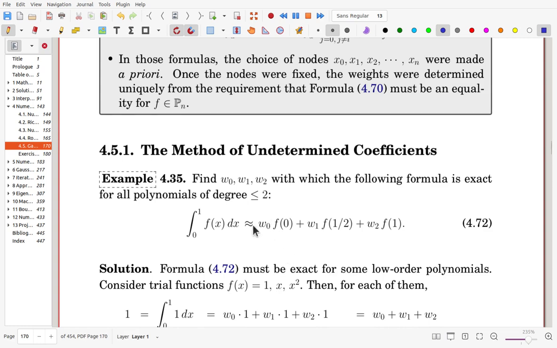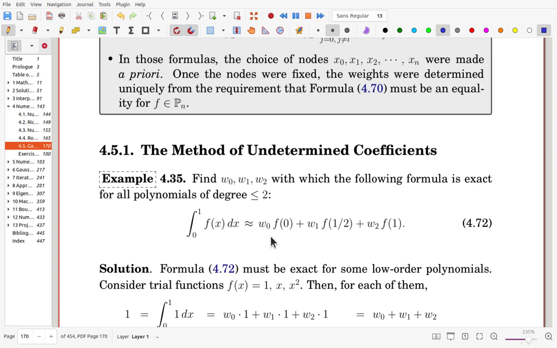Let's see this example. Find W0, W1, W2, the weights with which the following formula is exact for all polynomials of degree 2. And in this formula, the integral is from 0 to 1. The evaluation points are here 0, half, and 1. The 3 points, x0, x1, x2 are already given. Now we try to decide W0, W1, W2 such that this formula is exact for quadratic polynomials.